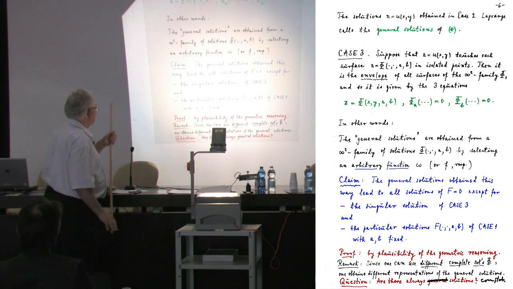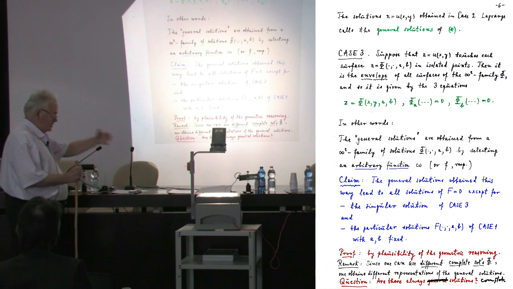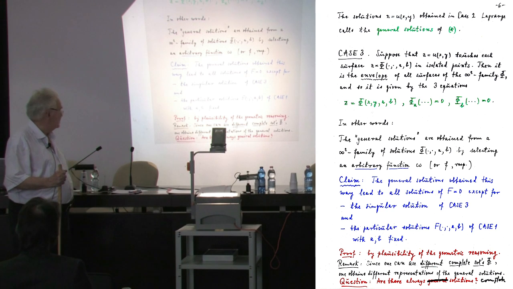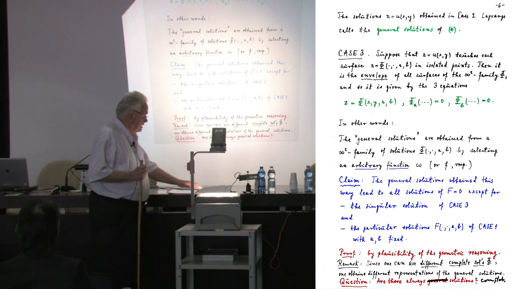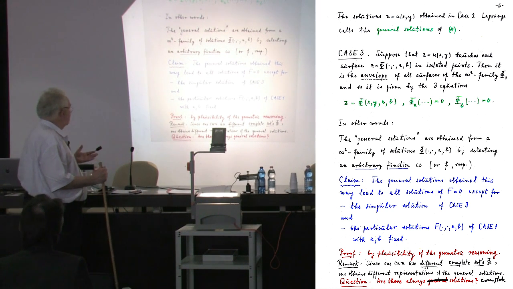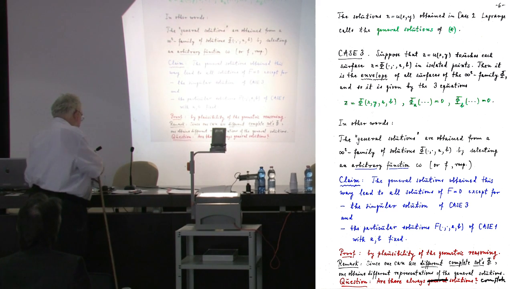One statement is, of course, you can have other complete solutions, and if you do the same in the case of so-called general solutions, this envelope construction, you get the same solutions but in a different representation. Well, how to get general solutions? I should not have said general solution. I should have said complete. Sorry.